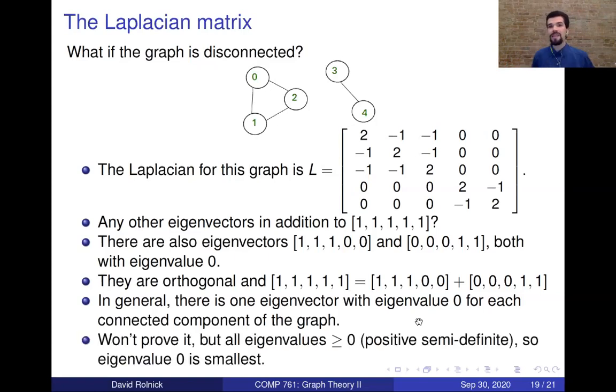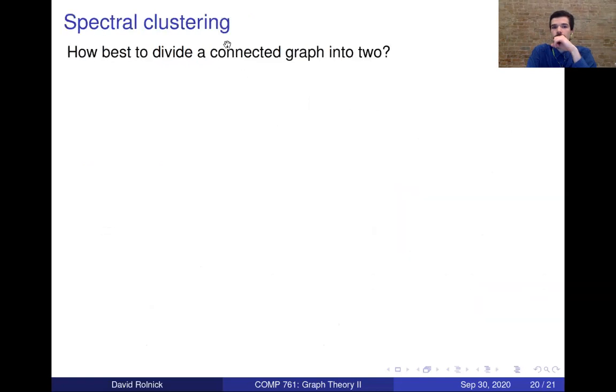Now, on the last slide, let's see why this is really useful. We won't prove it, but all the eigenvalues here are non-negative. The matrix is called positive semi-definite because it has all non-negative eigenvalues. And so the eigenvalue 0 is actually the smallest eigenvalue. This is connected to what you have to prove on the problem set.